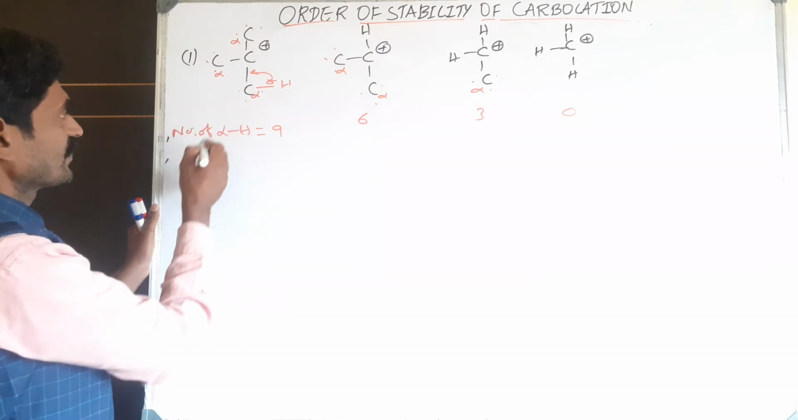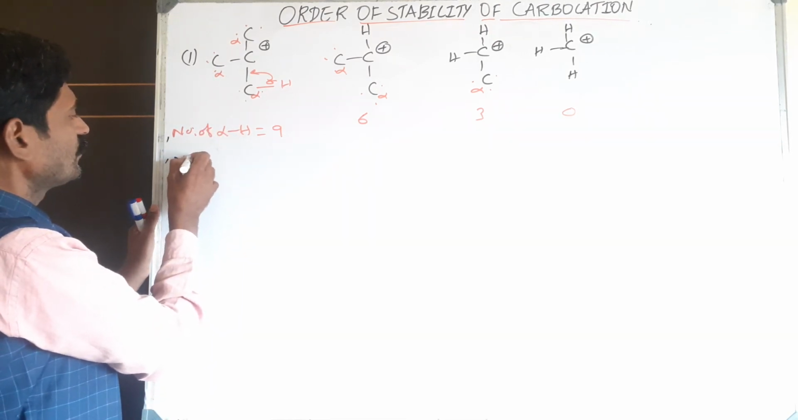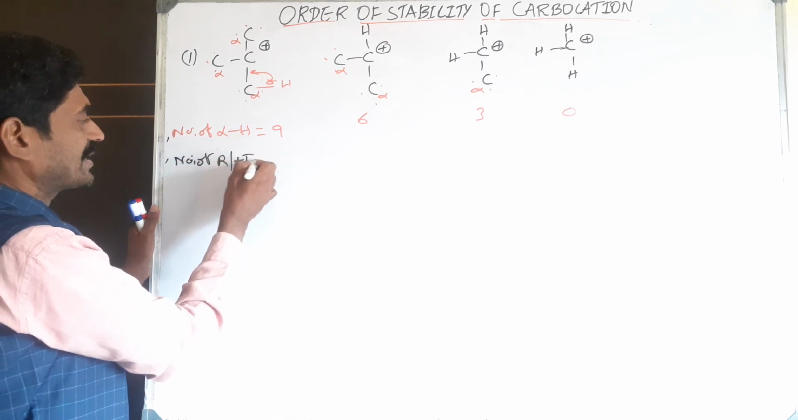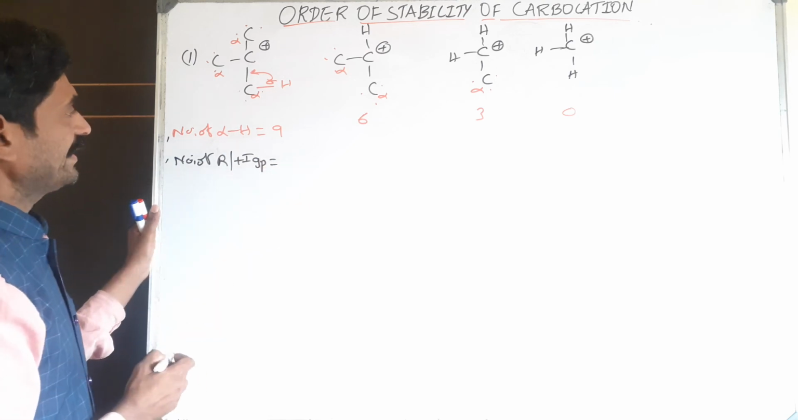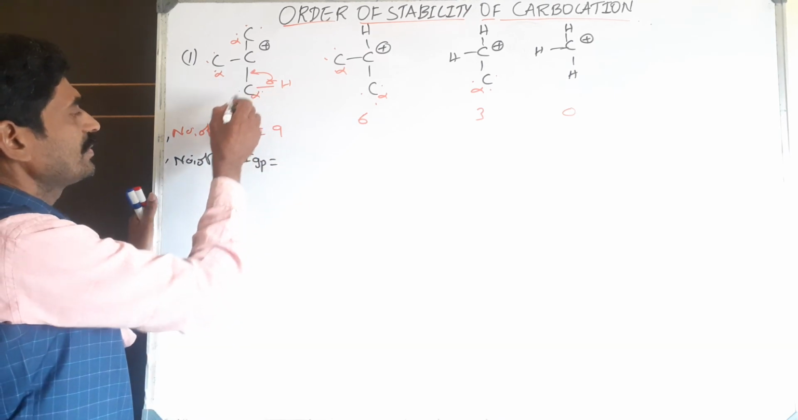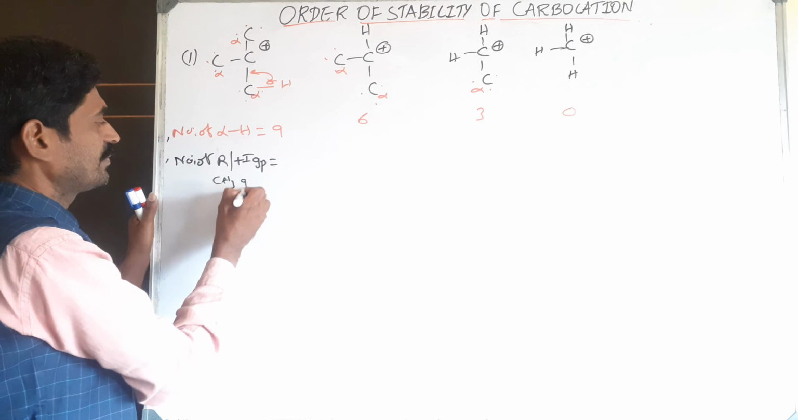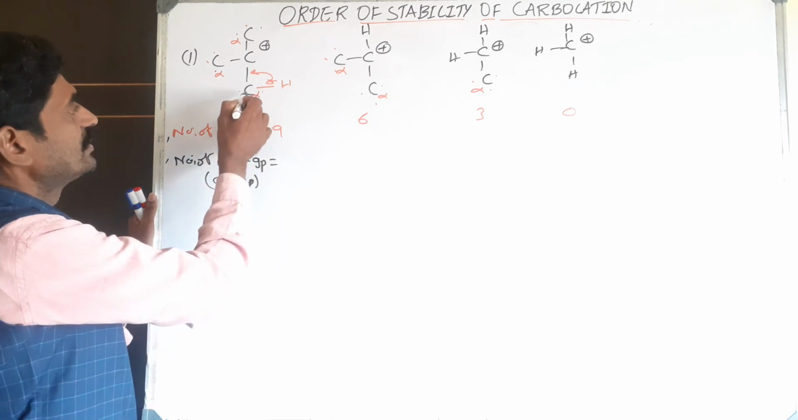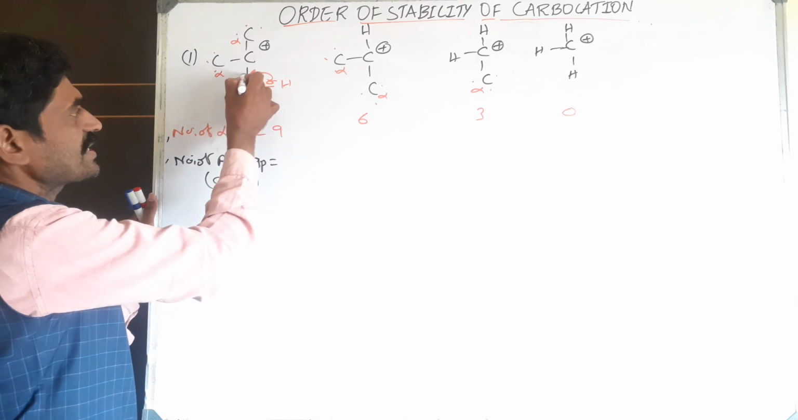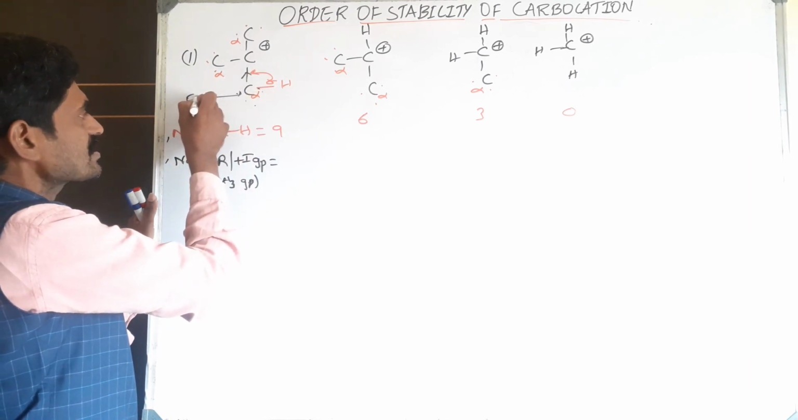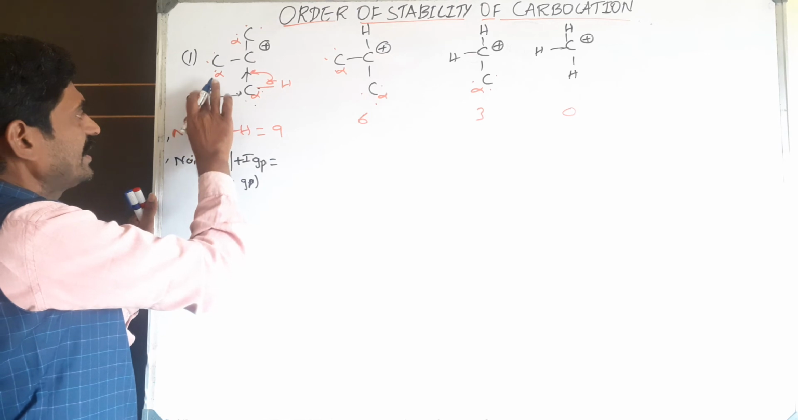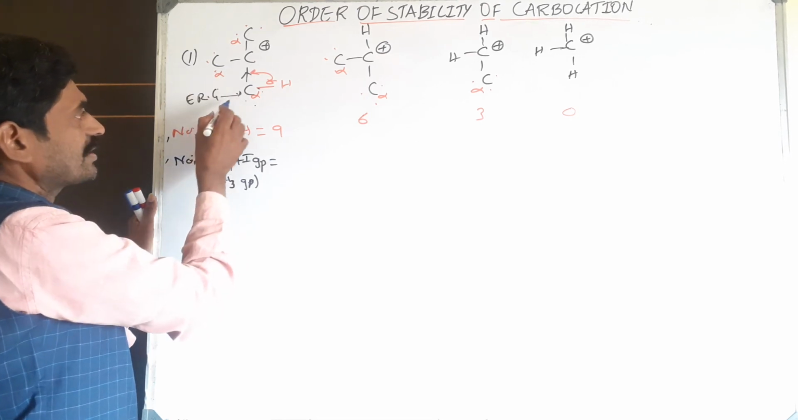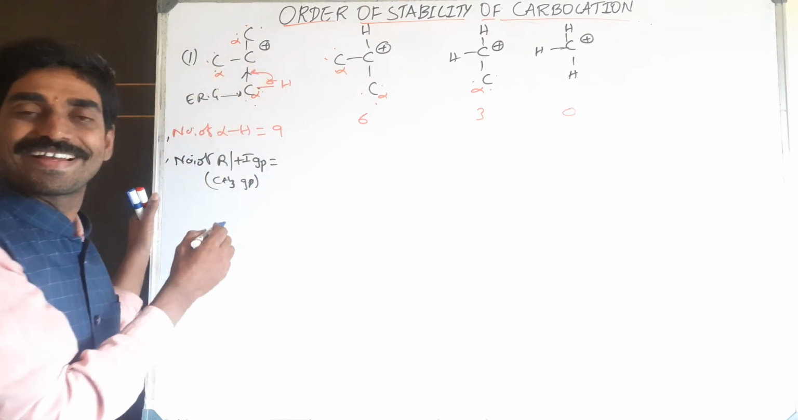Next, the second effect is the number of alkyl groups, which are responsible for the positive inductive effect. How many are there here? This is a methyl group, CH3 group. Here it is 1, 2, 3. This methyl group is an electron releasing group. It releases electrons to the carbocation.